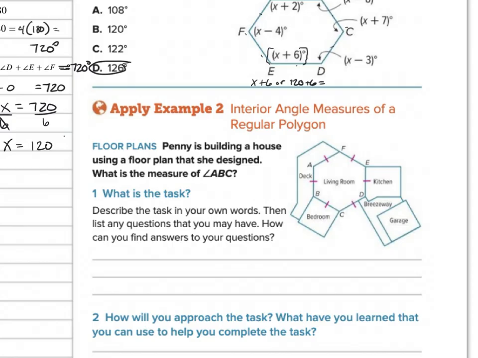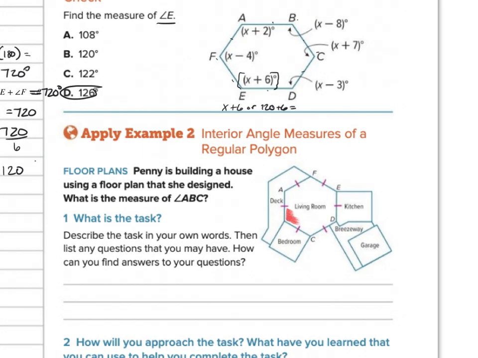Penny is building a house using a floor plan that she designed. What is the measure of ABC? I want to know the measurement of this angle right here, ABC. So this would be ABC, the vertex is B, okay? That's what I'm looking for, and I'm just going to shade it in just a little bit. This is what I'm trying to learn right here, that angle measurement. Describe the task in your own words, then list any questions that you may have.